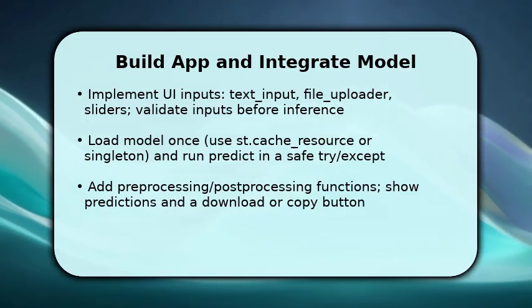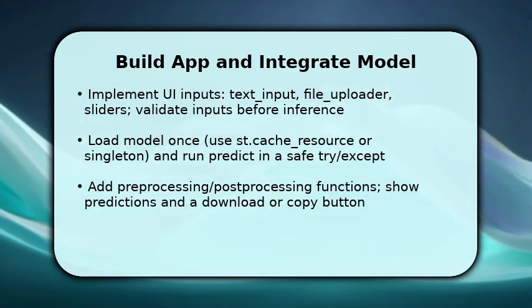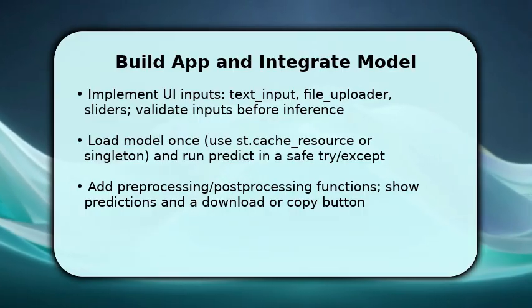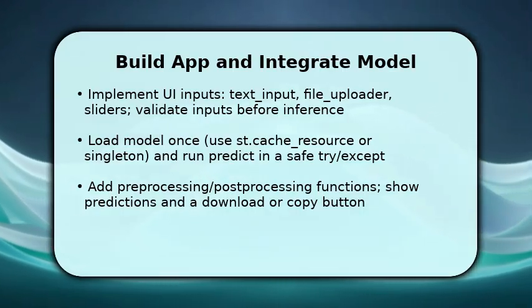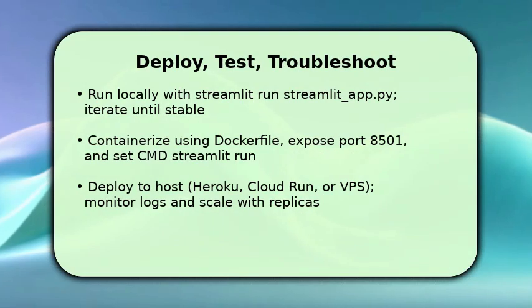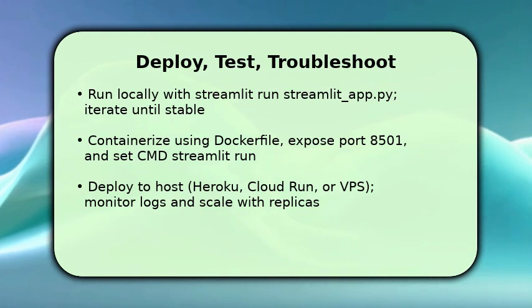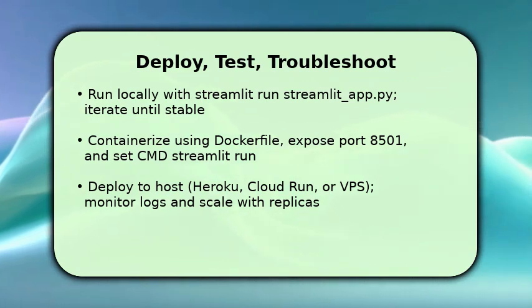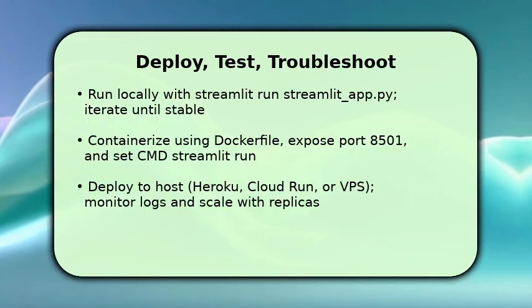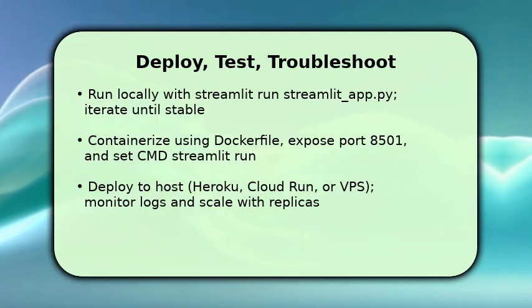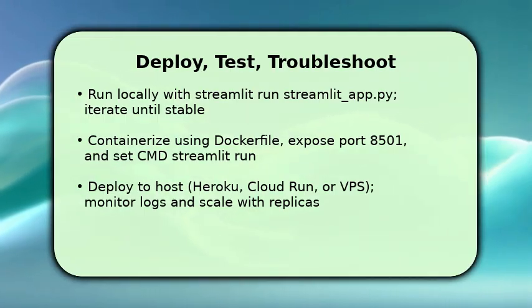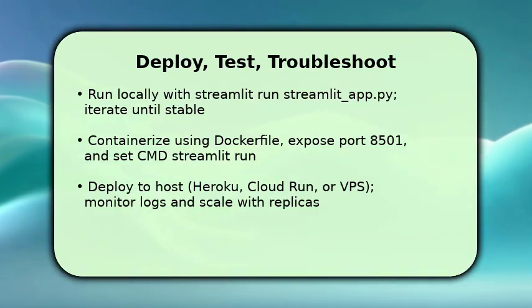Finally, display outputs with st.write or st.dataframe, and include preprocessing and finish by testing and deploying the working app. Run the Streamlit app.py locally and exercise edge cases. Make sure to pin dependency versions in requirements.txt. When stable, create a Dockerfile that sets workdir, copies files, installs requirements, exposes 8501, and starts Streamlit.